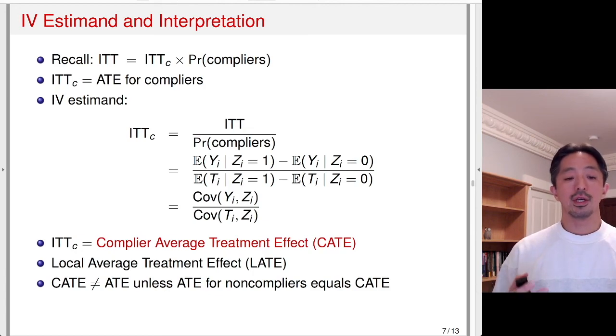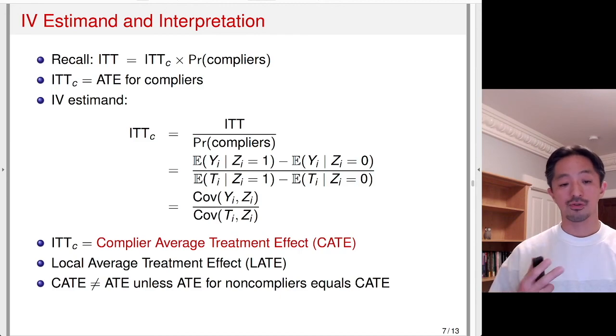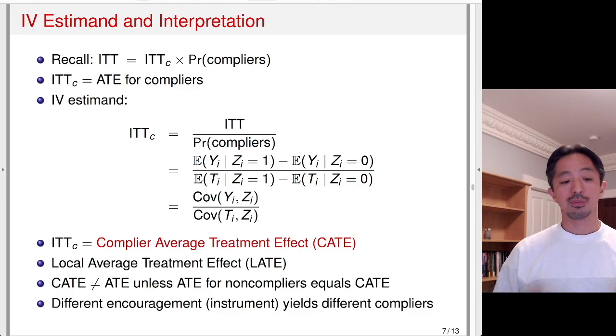In other words, the only part of the population the instrumental variables estimate applies to is the compliers, the ones who actually comply with the encouragement. This means that different encouragements, different instruments, yield different compliers, hence may yield different average treatment effects for the compliers. So it's important to know that just because you have the same treatment variable, you do not necessarily get the same effects if you have different instruments being used to estimate the causal effects.